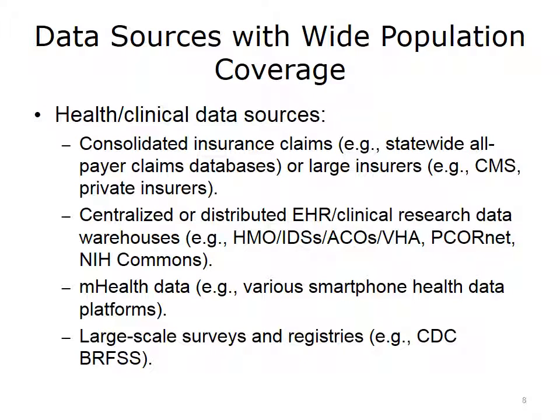Multiple population-wide data sources are currently available that can be used to train and develop population health predictive models. These data sources include both clinical and non-clinical data sources. Large population-wide clinical data sources include consolidated insurance claims, such as the statewide all-payer claims databases and large insurer databases, such as Centers for Medicare and Medicaid Services or private insurers.